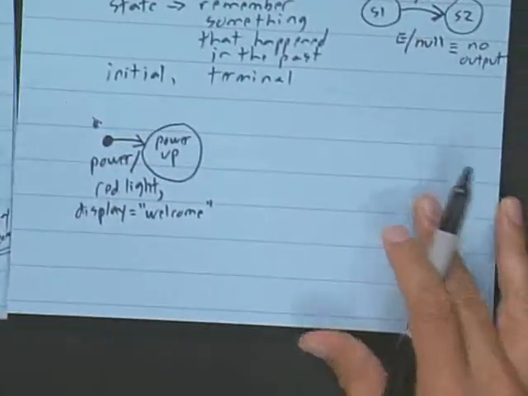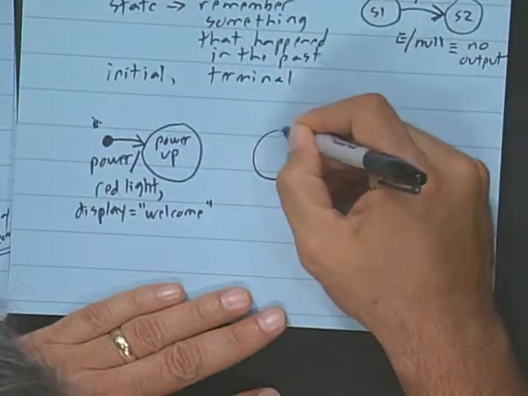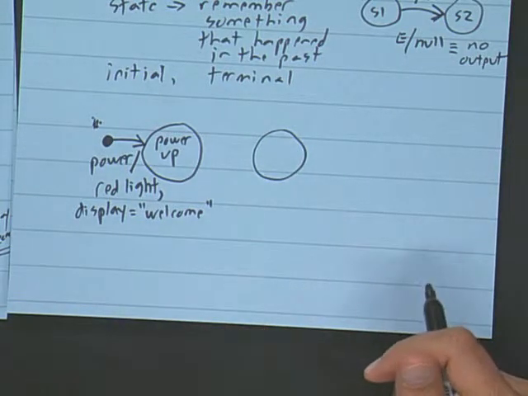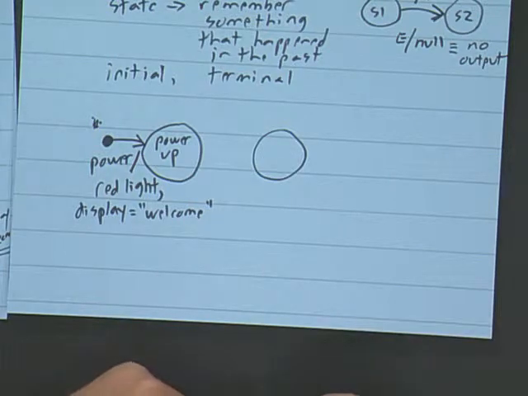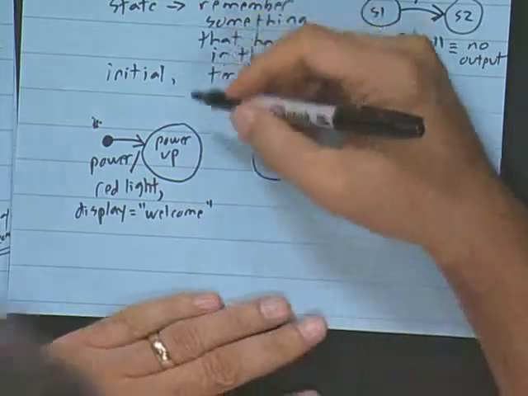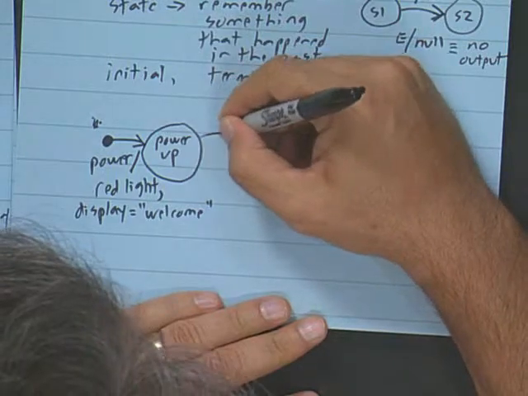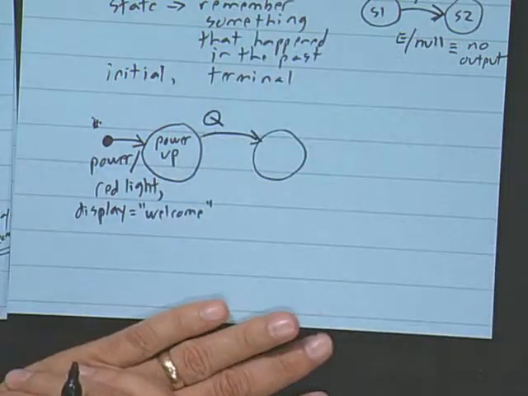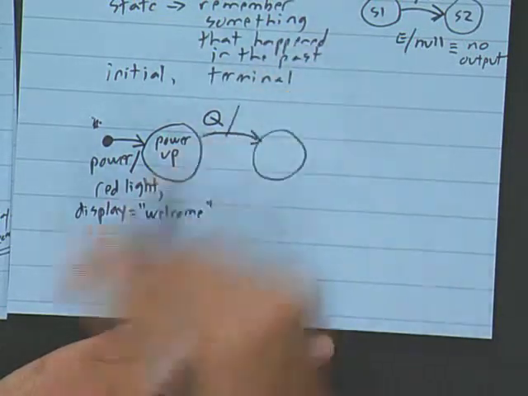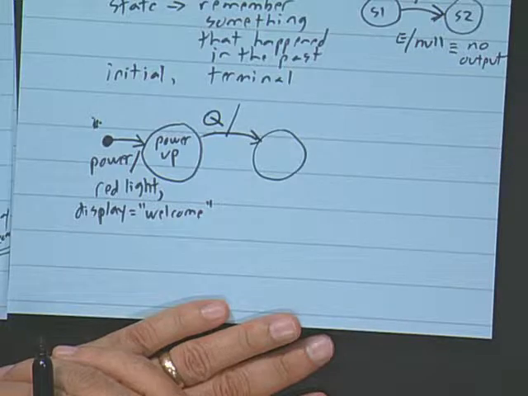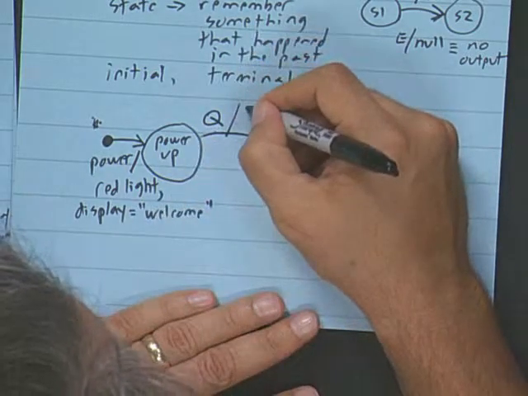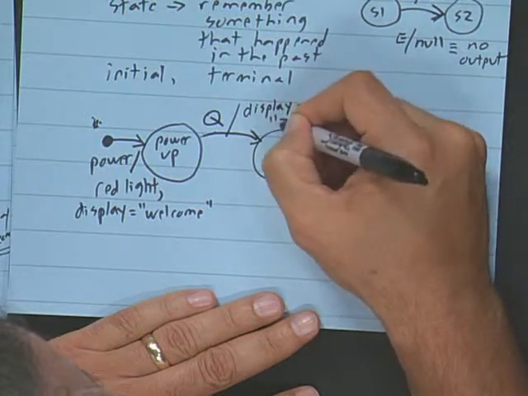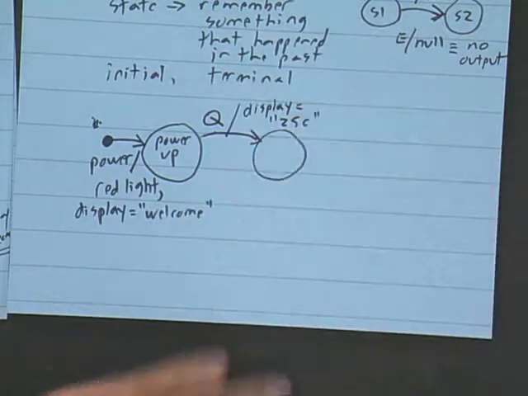So if I have to remember that, that means I need a new state to remember that. Okay, to remember something new, some other thing that has happened to this system. How do I, well, there's an event that occurs from this state that causes that to happen. The event is I put in a quarter. And the response is what? The response is going to be the display equals 25 cents. It's going to display 25 cents.